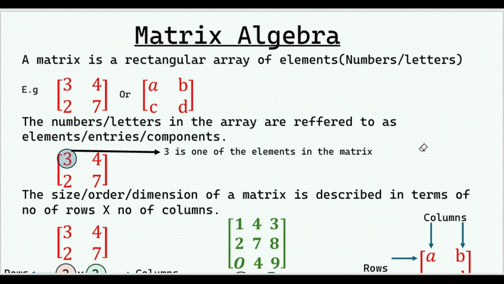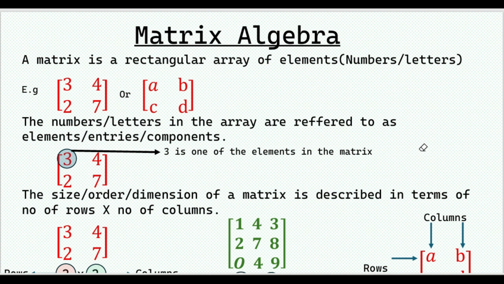Right, so we have a matrix there: 3, 4, 2, 7, and A, B, C, D. Those are two matrices. The numbers and the letters in the array are referred to as elements, entries or components. Remember, a matrix is a rectangular array of elements. Each number, for example 3 in the first matrix, is an element. For this lesson we are going to be referring to them mostly as elements.